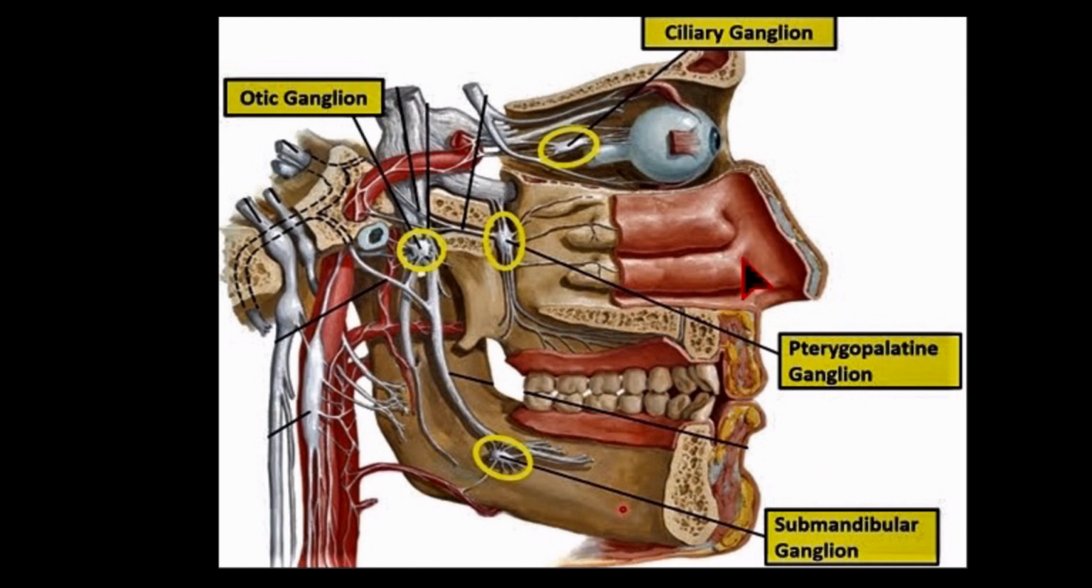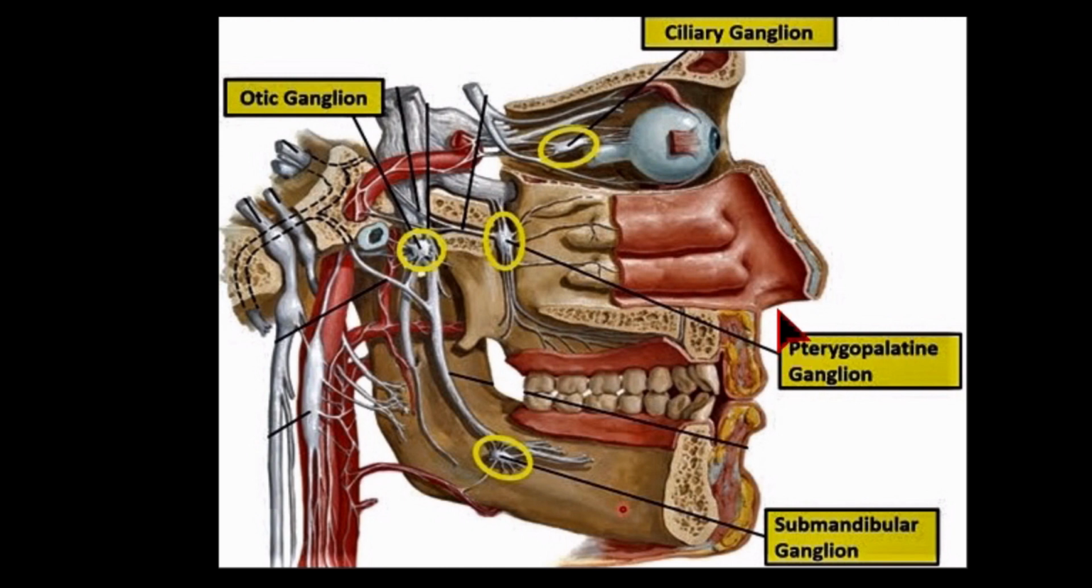But the postganglionic fibers for every parasympathetic ganglion are branches of the trigeminal nerve. For the ciliary, the short ciliary nerves. For pterygopalatine, branches of the maxillary nerve. For the otic ganglion and submandibular ganglion, branches of the mandibular nerve. So we have to realize how important the trigeminal nerve is in our head and face.